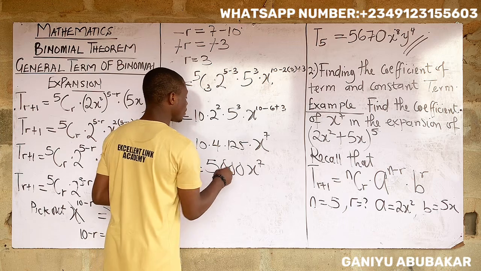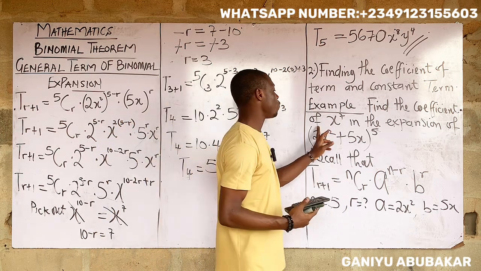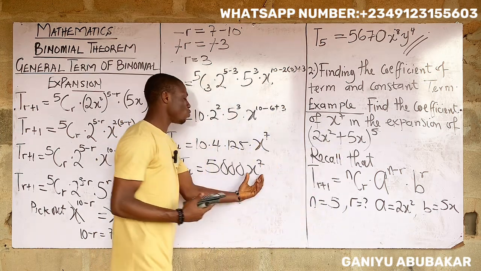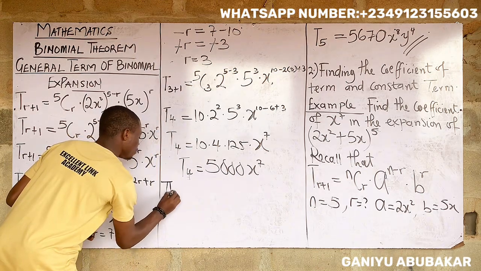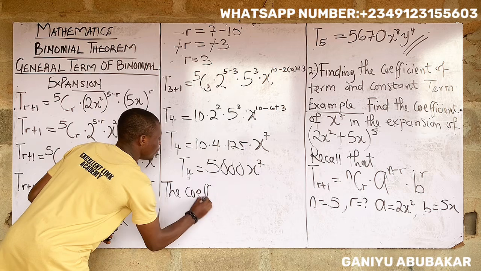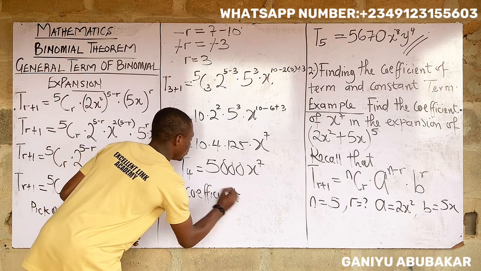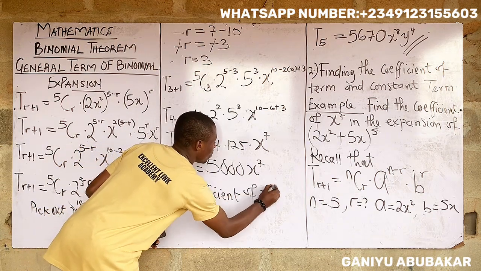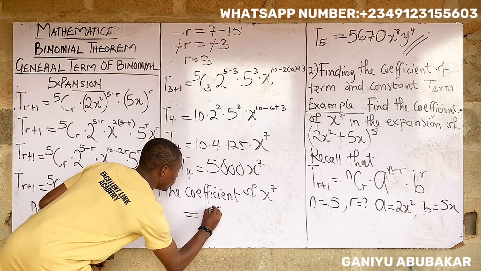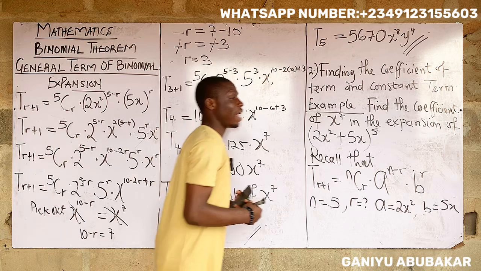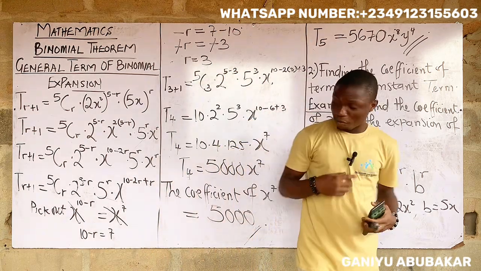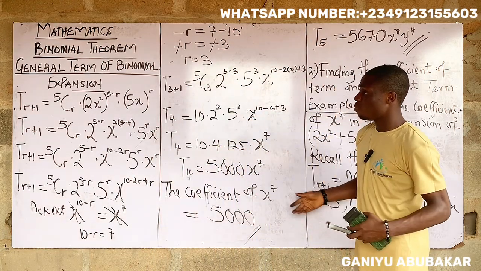So when it says find the coefficient of x to the power 7, you say the coefficient is what? The number in front of that. So my coefficient of x to the power 7 is what there? 5,000. That becomes my answer after solving this particular problem.